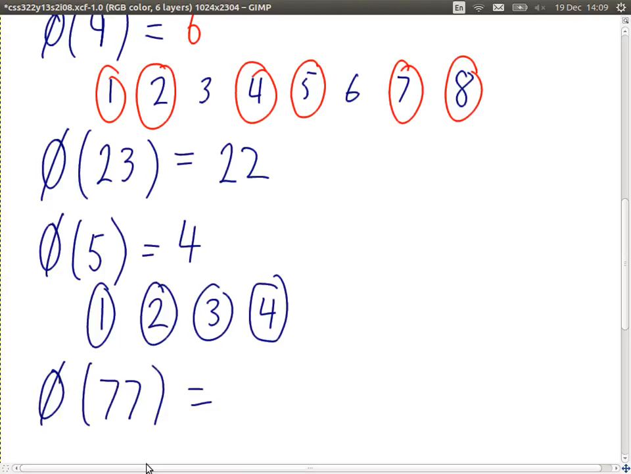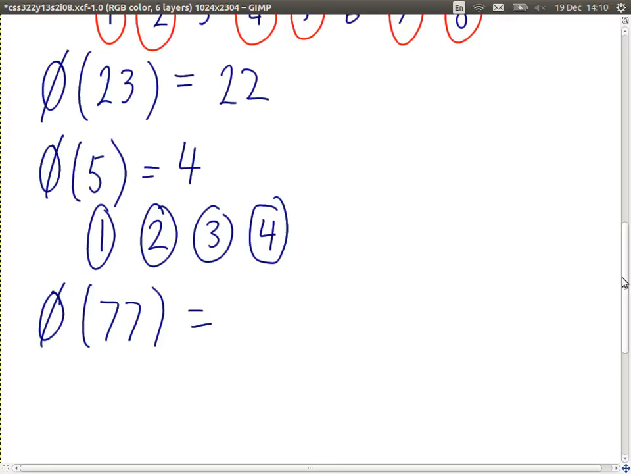What's the totient of 77? 16? No. 60. Why? Okay, go and write the numbers 1 up to 76. Check which are relatively prime with 77. Yeah, you'll find the answer, but too slow. What do we note?